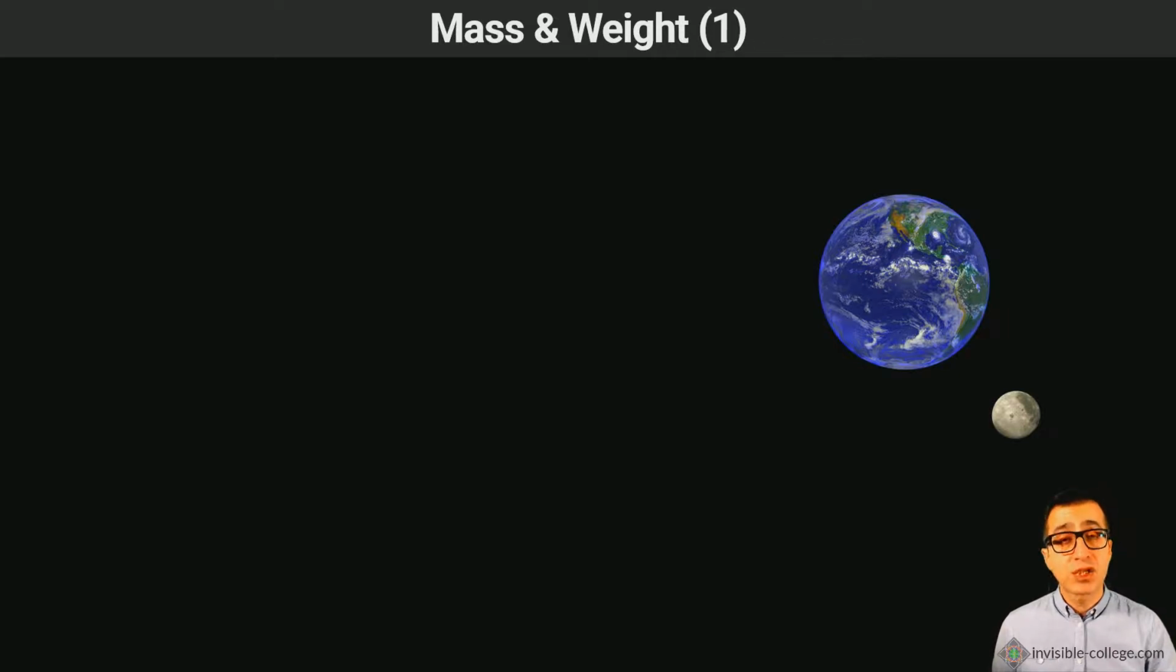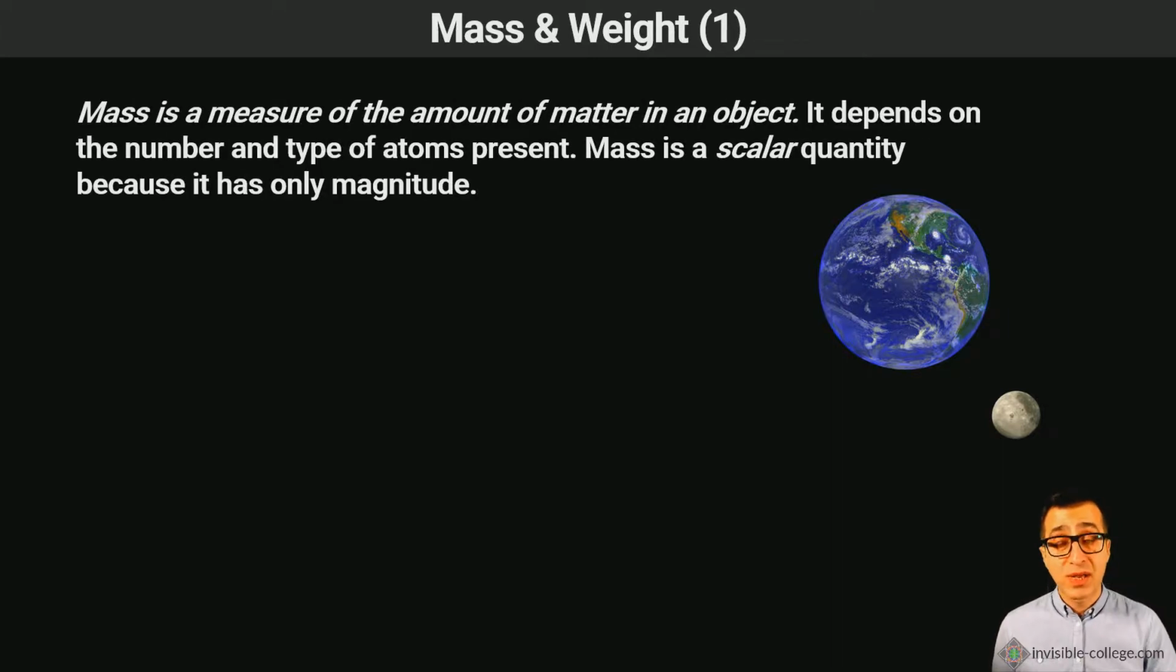Mass is a measure of the amount of matter that an object is made up of. So when we talk about the mass of an object, we're actually measuring the amount of physical stuff that that object is made up of. Now, as we mentioned before, mass is a scalar quantity. It simply has a defined magnitude in kilograms.